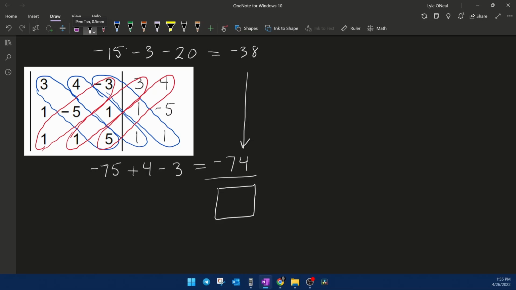So 8 and 4 is 12. Carry the 1. That's going to be a negative 112. That is our determinant. Without having to understand minors or any formulas, this is the technique that I'm going to recommend that you use for a 3x3 determinant.